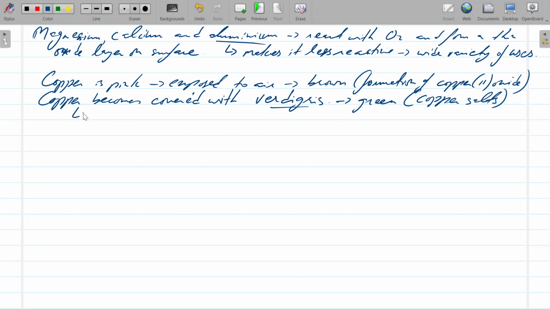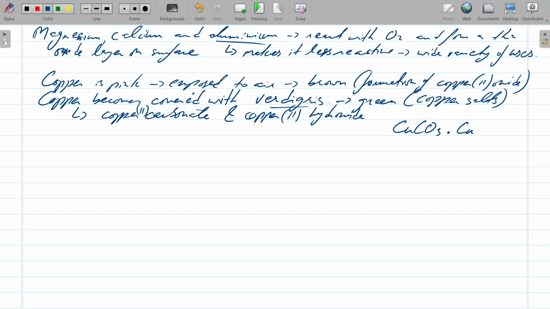The copper 2 salts include copper carbonate, or to be specific, copper 2 carbonate, and copper 2 hydroxide. So what it looks like is this: CuCO3, Cu(OH)2. So you got copper hydroxide and copper carbonate together in this verdigris, perhaps some others as well.